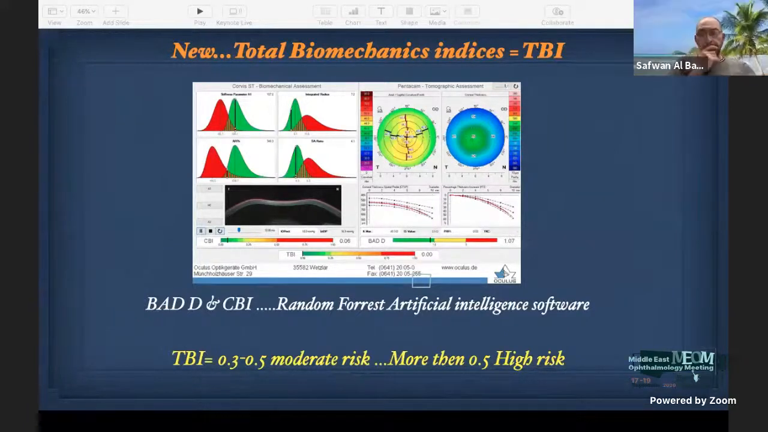The normality is, if it is less than 0.3, that's normal. Between 0.3 and 0.5, this is a moderate risk. More than 0.5, it's high risk. And you can see how it's beautifully illustrated by colors.